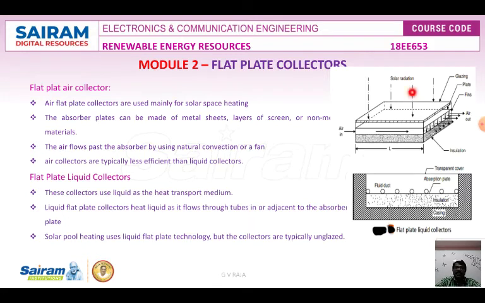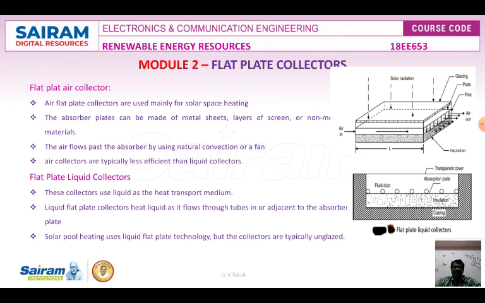The absorber plate can be made of metal sheets, a layer of screen, or non-metallic material. Air flows past the absorber by natural convection or by a fan. If we use a fan or a blower, the heat will spread over the room, so the room becomes heated. Air does not conduct heat as easily as liquid, so air collectors are typically less efficient than liquid collectors. The next one is the flat plate liquid collector.